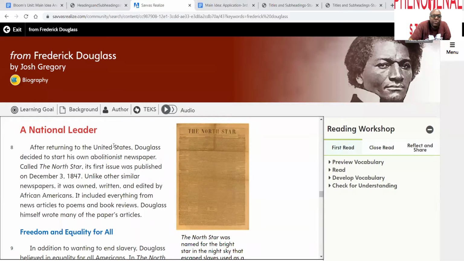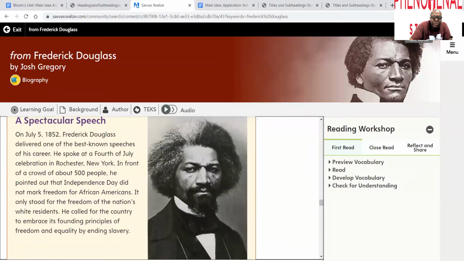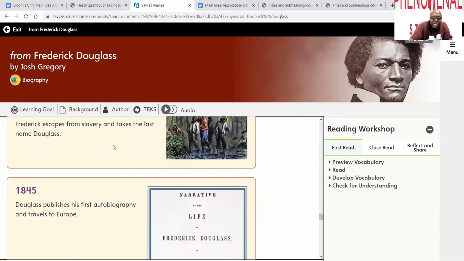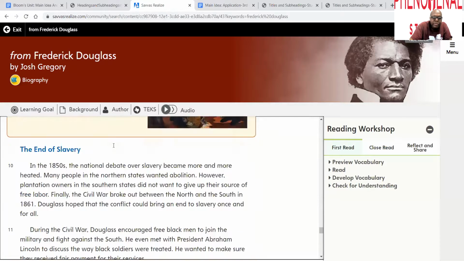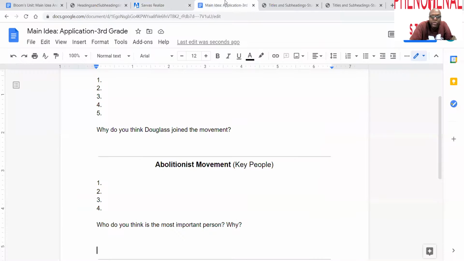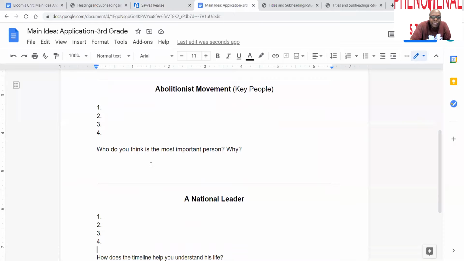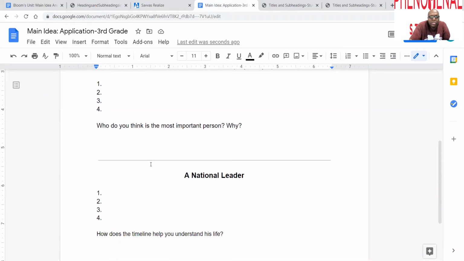And then I had them read the final section, a national leader, which had multiple sections. And also things like spectacular speech and a timeline is lumped in there. It looks a little different than the regular book. So they finished reading all the sections. Many of them finished this part of it early for their You Do or their independent practice. And then you have a national leader, different section.